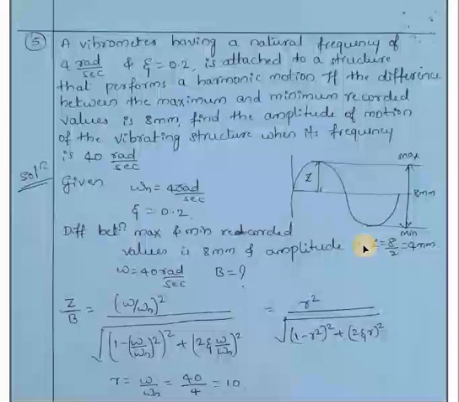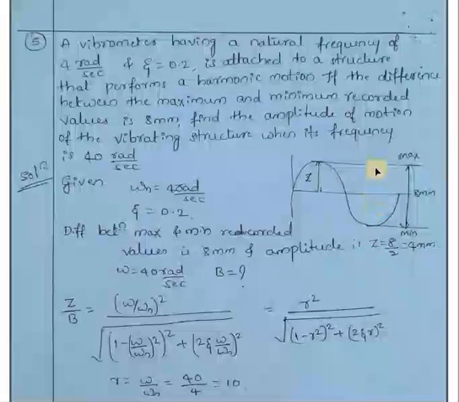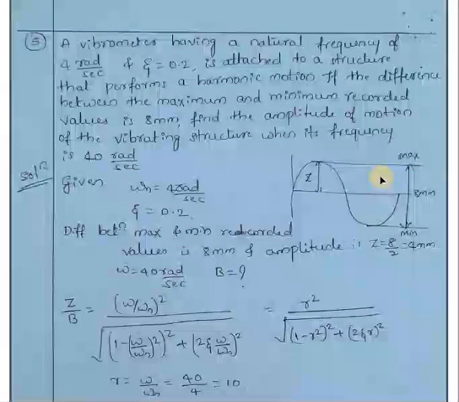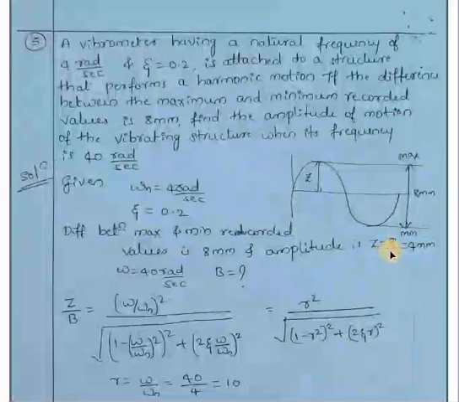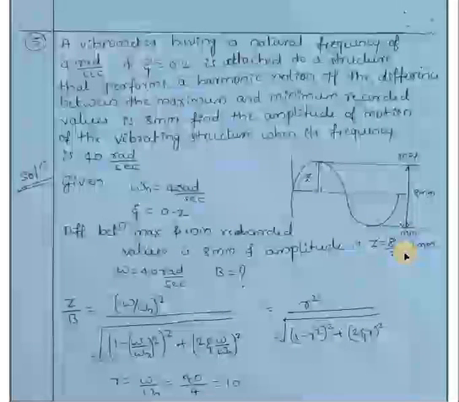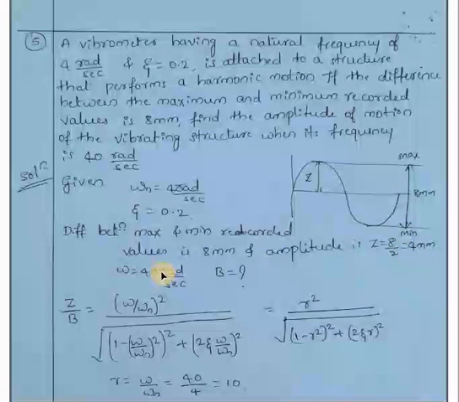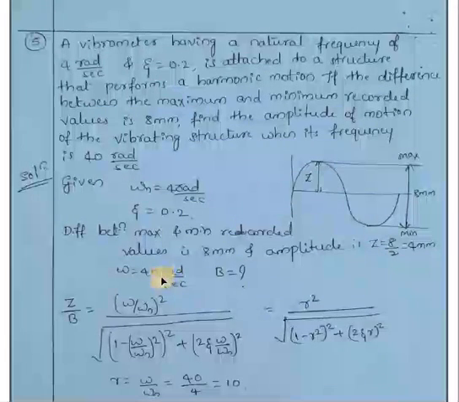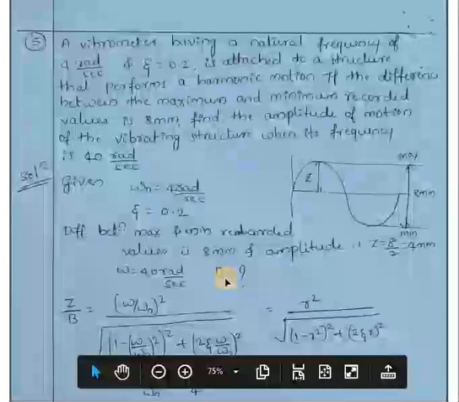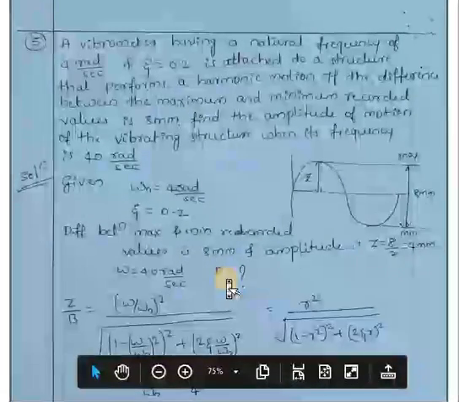That means he has given this total distance value, but z will be only the distance from the mean line. So z will be 8 by 2, that is 4 mm. It is the amplitude value, and omega, the forcing frequency, he has given as 40 radian per second. So then what will be the actual amplitude of the vibration?